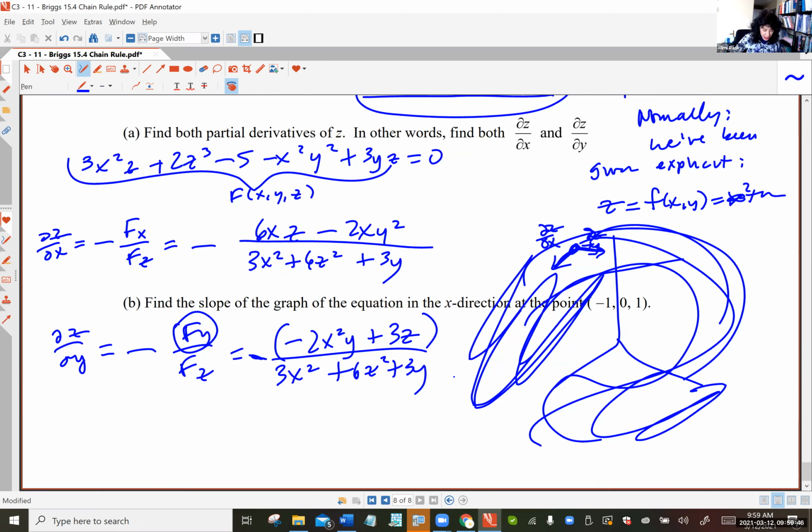And if they want you to actually find the slope at a given point, here you would just substitute negative 1, 0, 1 into this guy. And if you evaluate at the point negative 1, 0, 1, I get 2/3. So that means that you're going uphill if you were facing yourself in the positive x-axis direction. I'm done. There's implicit differentiation, Calc 3 style, people. And we're officially done with this section, which is 15.4, I believe.